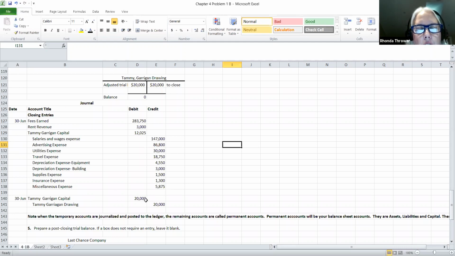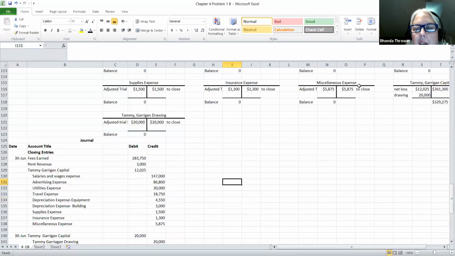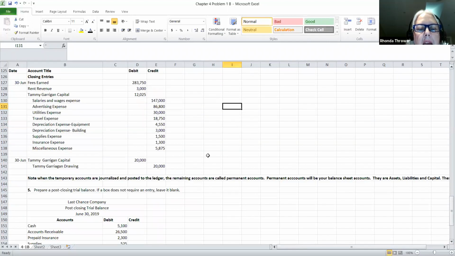Once you have these journalized, the next step is to post them to the ledger. And when you post them to the ledger, the ending balances of these accounts should be what's in your ledger account. The next step, after you've posted the closing entries to your ledger, is to prepare your final trial balance, which is called a post-closing trial balance.